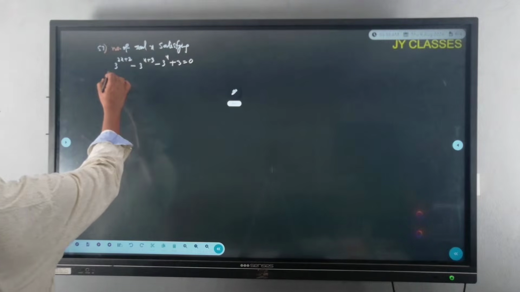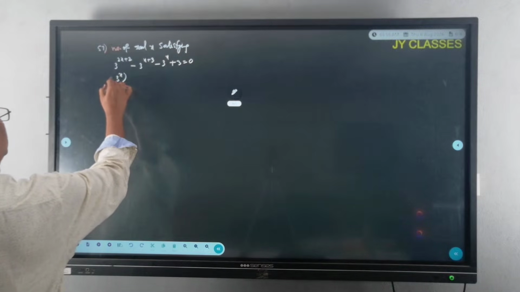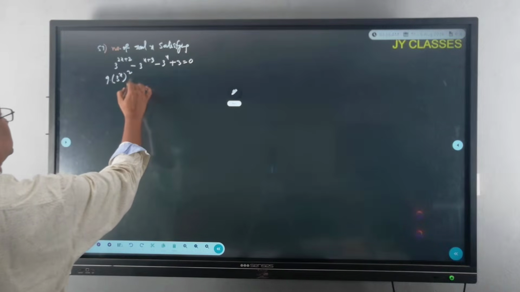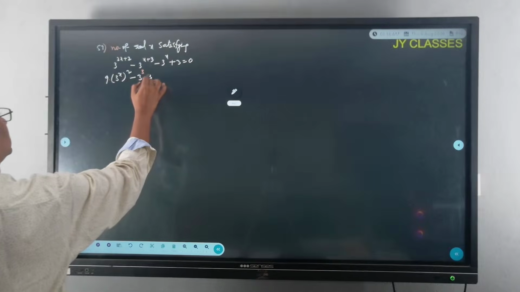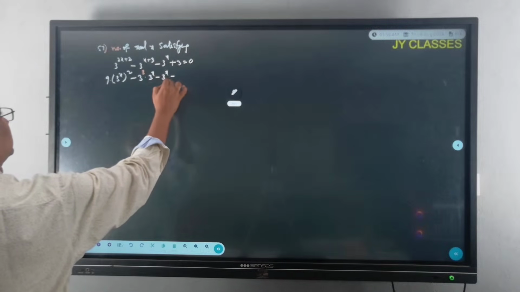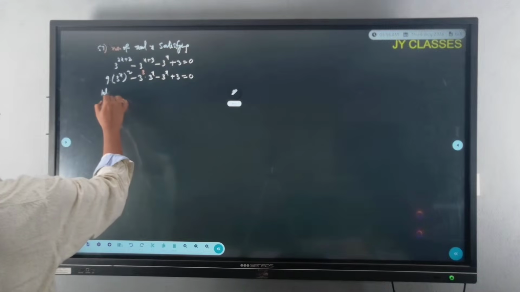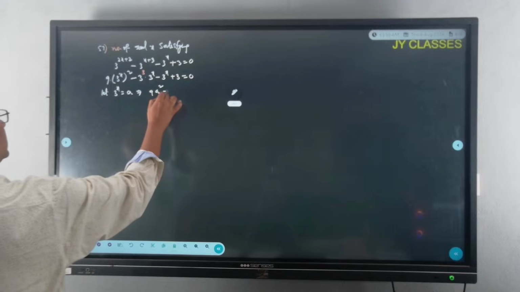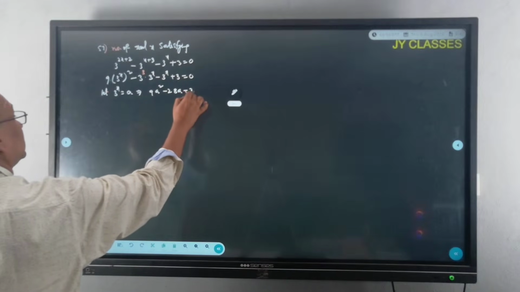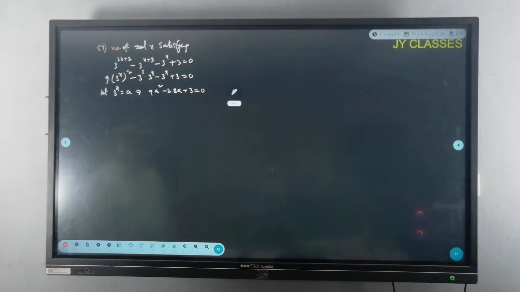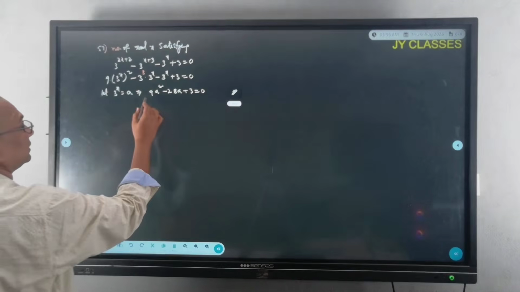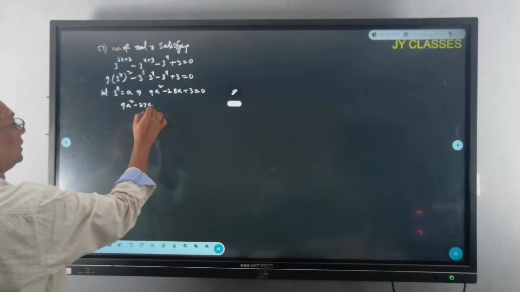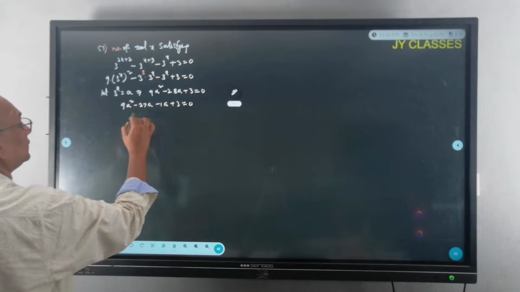Simple question only. It is 3 power x whole square into 3 square minus 3 cube into 3 power x minus 3 power x plus 3 equal to 0. Let 3 power x is equal to a, 9a square minus 28a plus 3 equal to 0. 27 plus 1, 28. Okay. So 9a square minus 27a minus 1a plus 3 equal to 0.